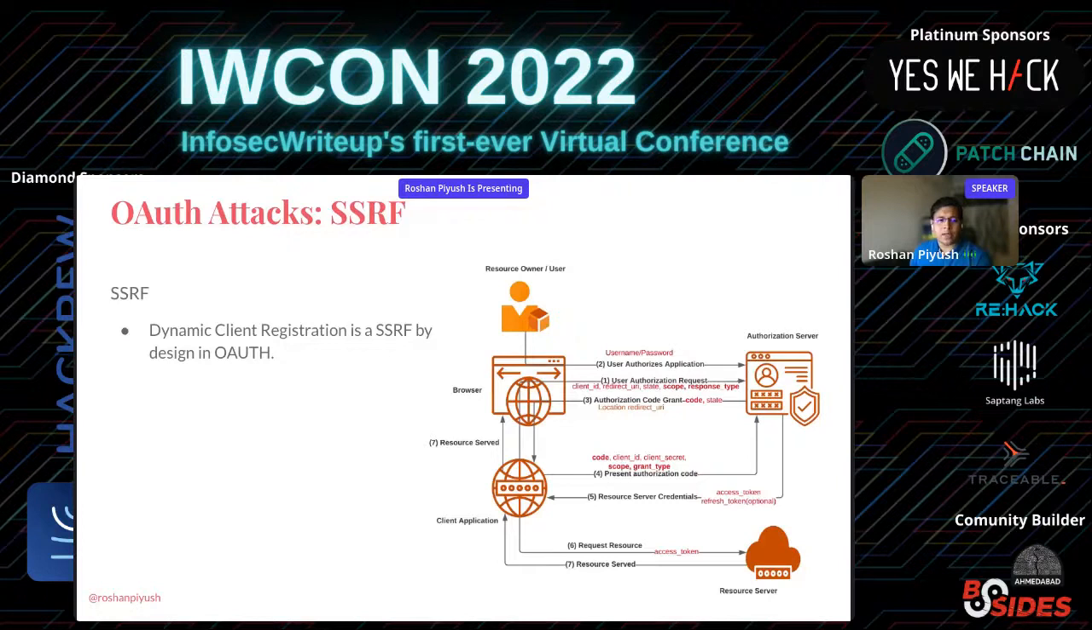We have dynamic client registration and SSRF in OAuth 2.0, which is an SSRF by design. So do look for that. This is a very interesting attack vector. Anywhere there is dynamic client registration, you will be able to craft SSRF, because whitelisting never succeeds, or even blacklisting in this case.